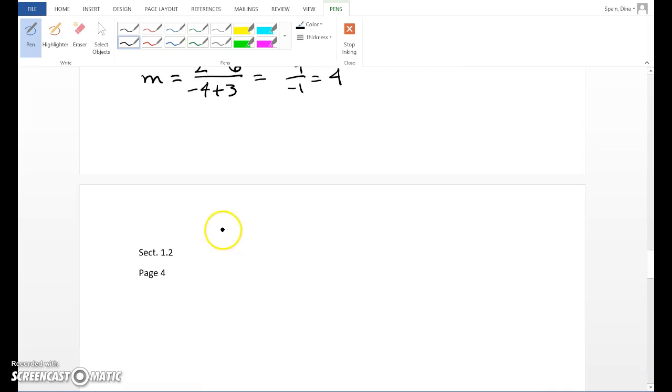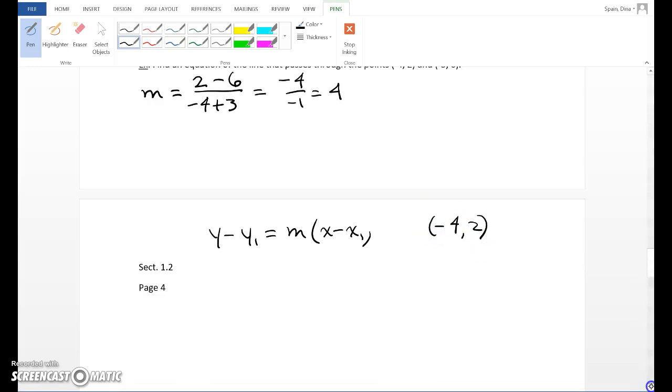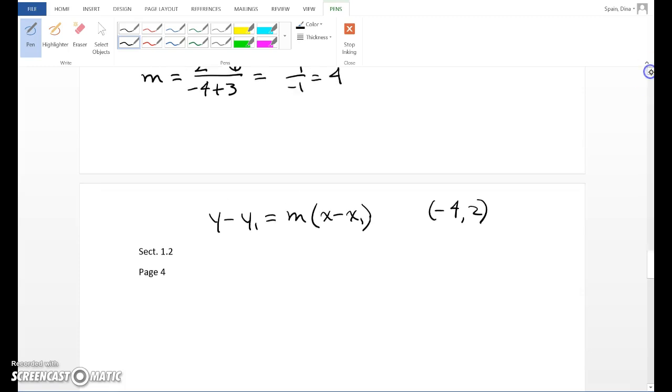I will use the y minus y1 is equal to my slope times x minus x1. And I'm going to go ahead and use the -4 and the 2. Doesn't matter. Okay, whoops. Yeah, let's plug this in. What was my slope? It was a +4, right? Yeah.